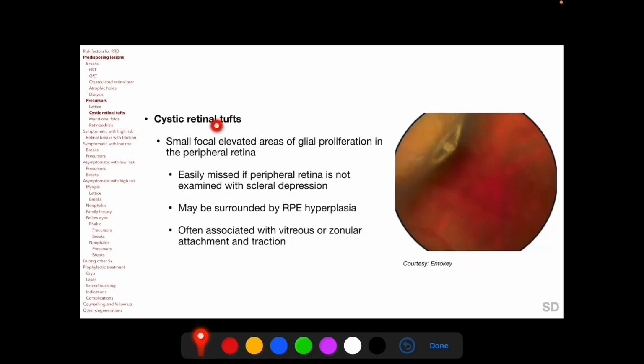Cystic retinal tufts are small focal elevated areas of glial proliferation in the peripheral retina and are easily missed if the peripheral retina is not examined with scleral depression. They are often associated with vitreous or zonular attachment and traction and may infrequently lead to RRD.